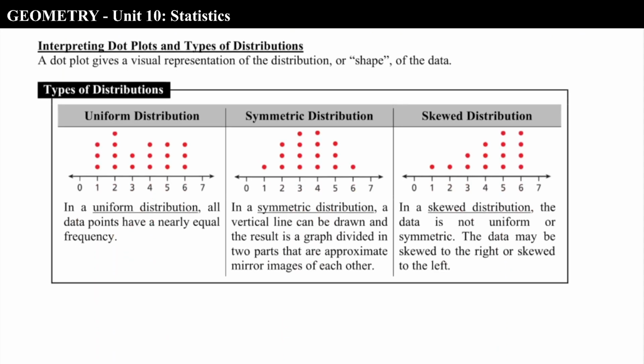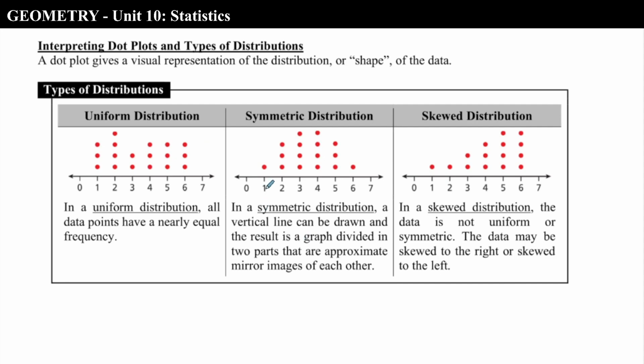All right, now let's talk about interpreting dot plots and the types of distributions that you can have. A dot plot gives a visual representation of the distribution or shape of the data. So a uniform distribution, all the data points have nearly equal frequency. It doesn't have to be perfect, but this is a fairly uniform distribution.